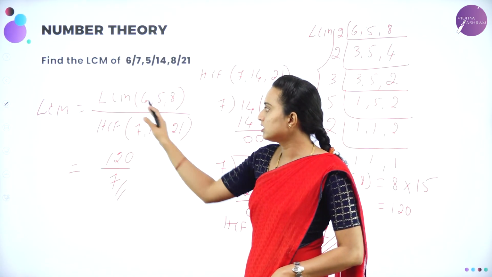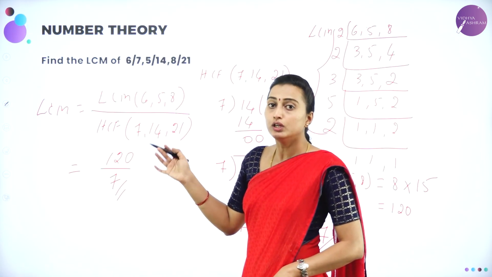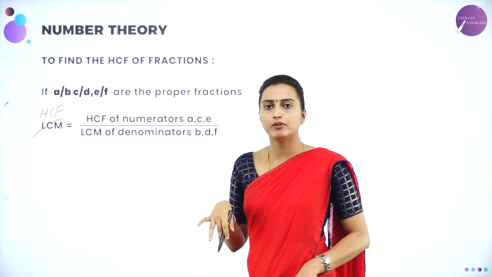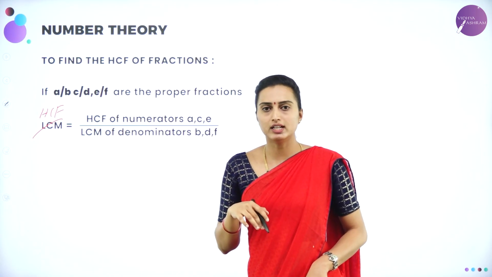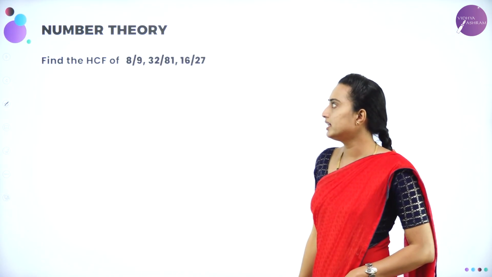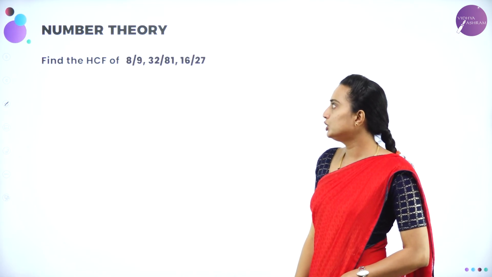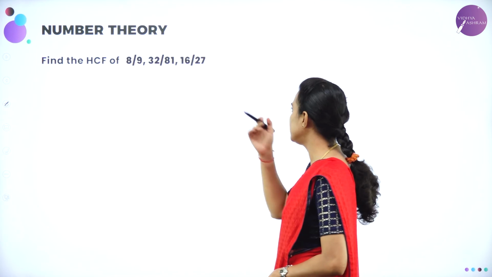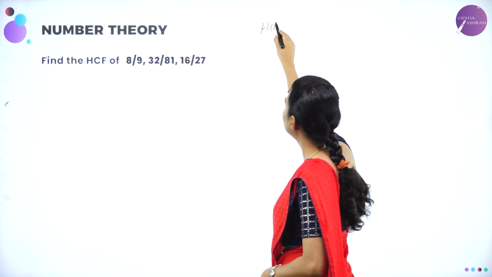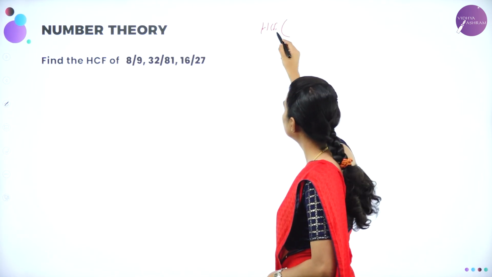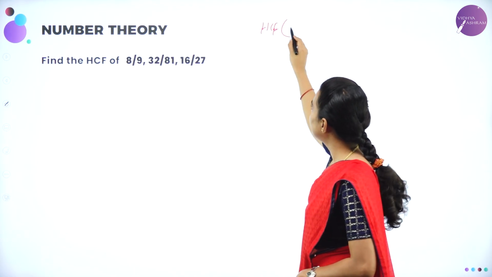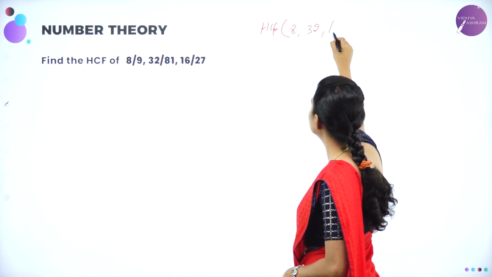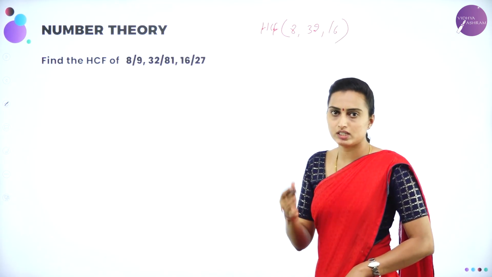Here don't confuse this with LCM divided by HCF. If you want to find out the HCF, it is the HCF of the numerator divided by LCM of the denominator. Ulta of the LCM. So we'll be taking, find the HCF of 8 by 9, 32 by 81 and then 16 by 27. First let me find out the HCF of 8 and then 32 and then 16. Obviously it will be 8 only because it can divide all.